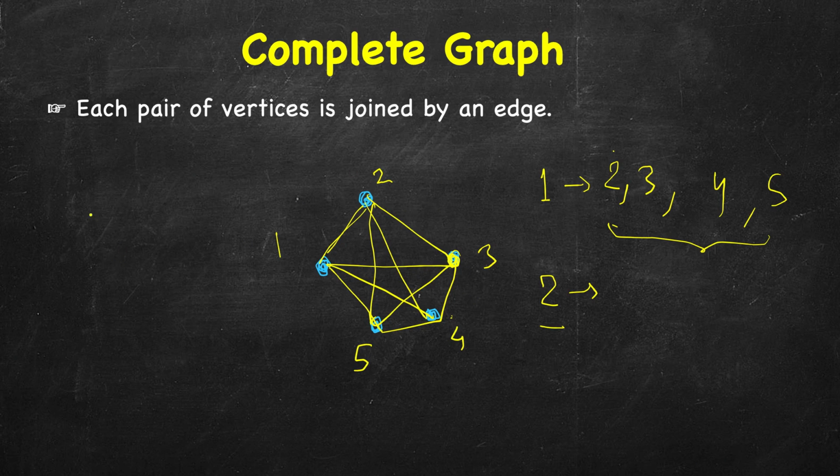So this kind of graph is a complete graph. This is also a complete graph with 4 nodes. This triangle is also a complete graph. So that's the definition of a complete graph.